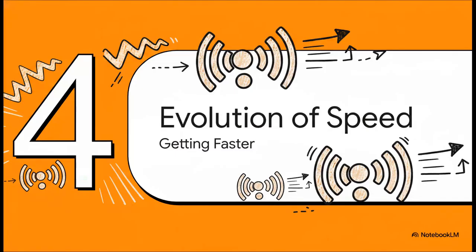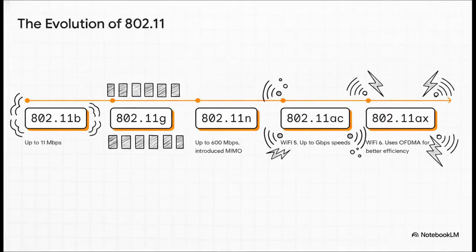So we know how it works now, but believe me, Wi-Fi wasn't always this fast. The way it's evolved over the years is just incredible. This timeline really shows the journey. We started way back in 1999 with 802.11b. Then came the big upgrades. 802.11g brought us that super efficient OFDM technology we just talked about. Then 802.11n gave us the multi-antenna power of MIMO. Each new version built on the last, getting faster and smarter all the way up to the standards we use today.